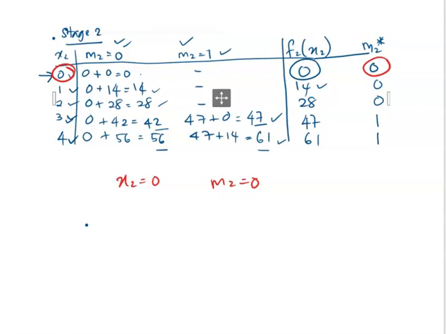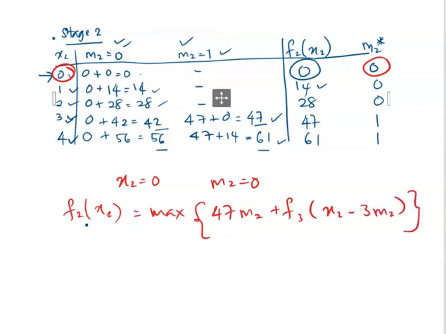Let me rewrite this. The function at stage 2, f2 of x2, you have the maximum of 7m2 plus f3 of x2 minus 3m2. 3 here is the weight for item number 2. So the whole thing here is actually x3, because we want to link stage 2 to stage 3. But what we want to know is, what is the value of x3?